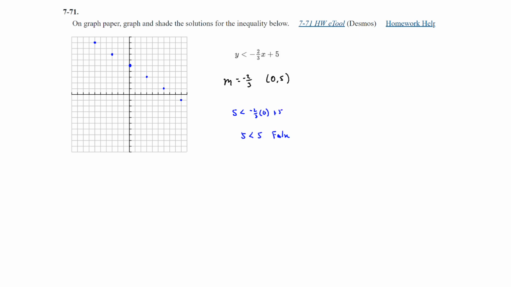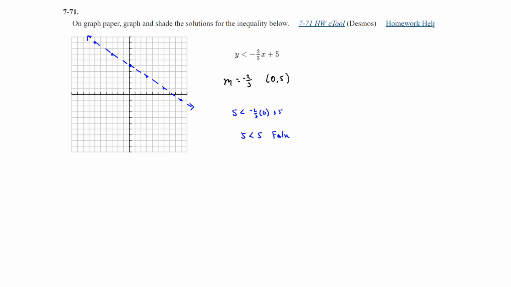So any of the points that I just plotted, or any of the points on that boundary line, will not give you a statement that is true. So we don't want to do a solid line. We fix that by just doing a dotted line. And by doing a dotted line, we just mean that that's the boundary line still, but those will not be solutions to the inequality. So where are the solutions to the inequality then?